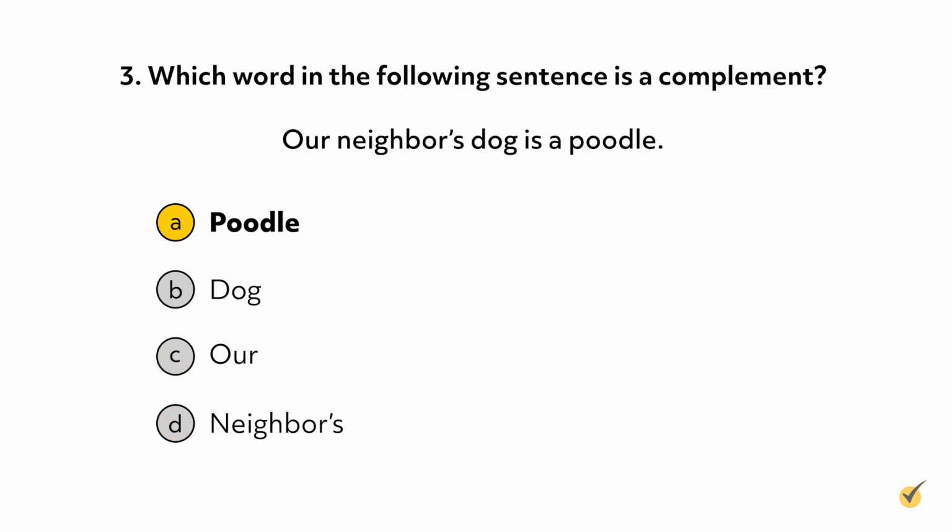The correct answer is A. The word poodle is a noun that is providing extra information about the noun dog, so poodle is a complement. Dog is the subject of the sentence, while our and neighbors are both adjectives.